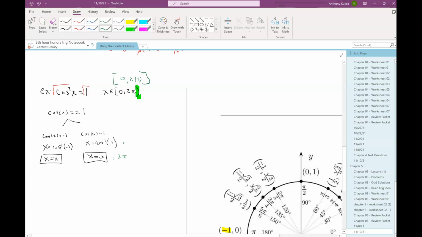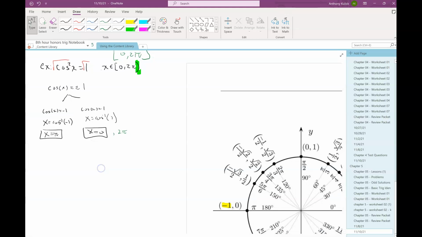Everybody's okay with the y's? The bracket versus parenthesis made a big difference there. Okay. Let's do another.